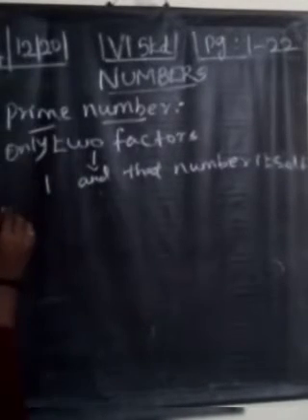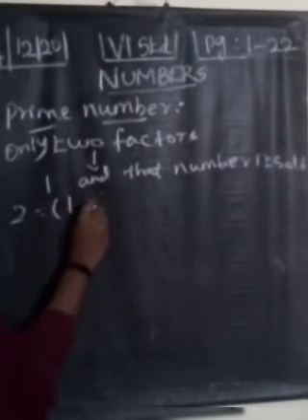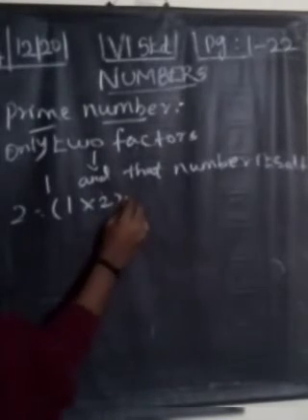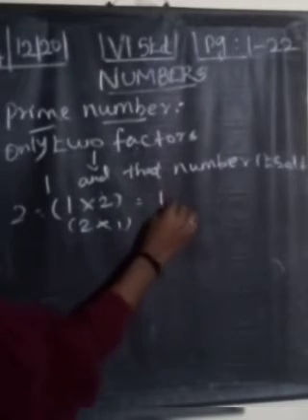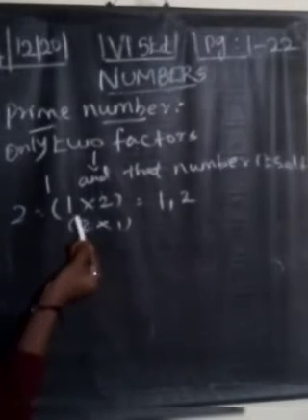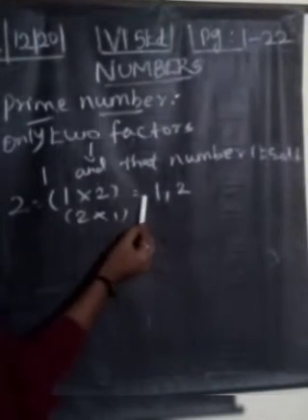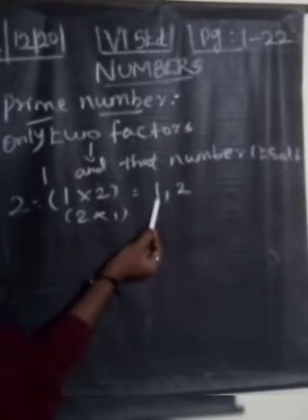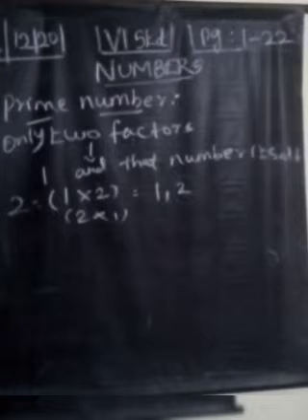For example, the factors of 2: 1 multiplied by 2, and 2 multiplied by 1. So the factors of 2 are 1 and 2. Here 2 has only two factors, namely 1 and the number itself. So this is called a prime number.